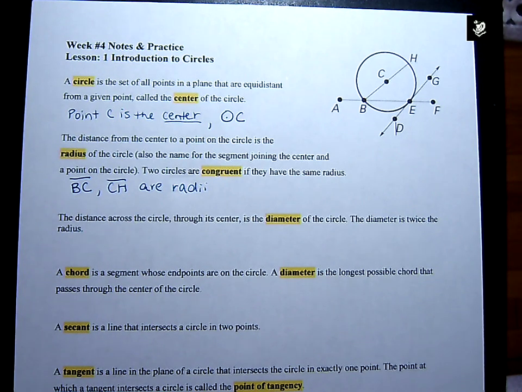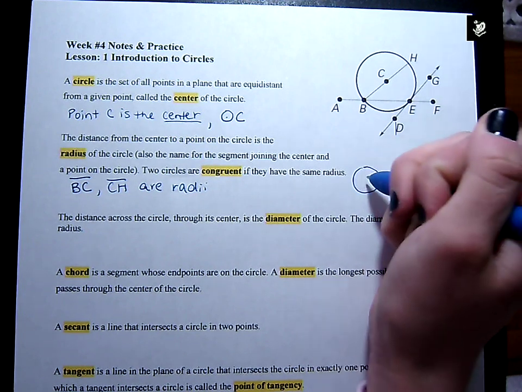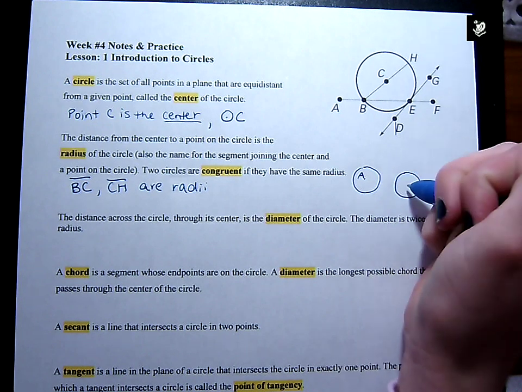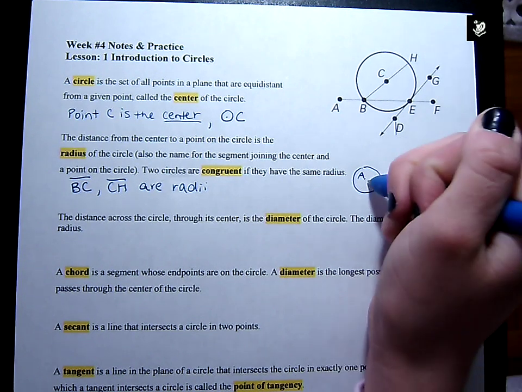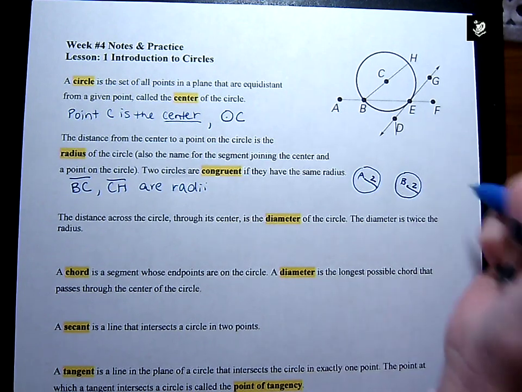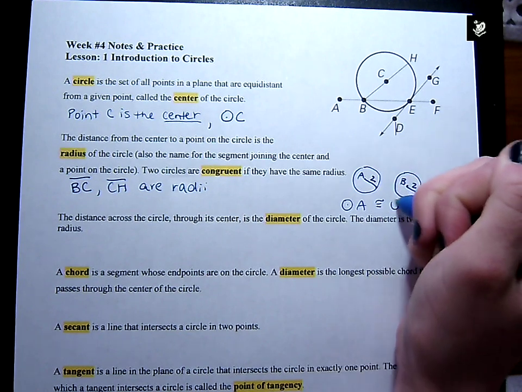So 2 circles are considered to be congruent if they have the same radius. So if I have 2 circles, let's say I have circle A and circle B, if they both have the same length radius, so let's say this one has a radius of 2 and so does this one, then circle A would be congruent to circle B.